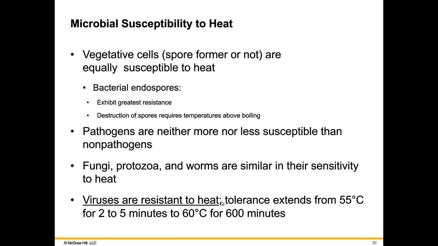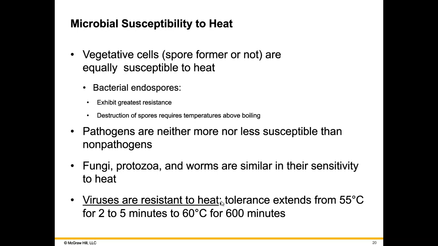Alright, so next let's talk about microbial susceptibility to heat specifically. Vegetative cells are equally susceptible to heat. Doesn't really matter what kind. However, if we have a cell that is currently in the endospore phase, then it's very resistant. Alright, so destruction of spores requires temperatures well past boiling point. Alright, so we would definitely need some kind of autoclave or something to get rid of those.